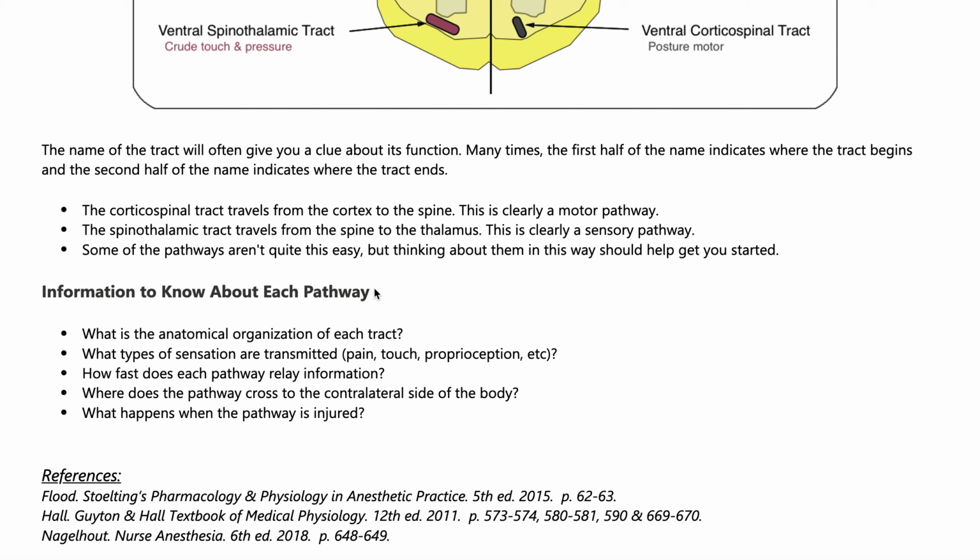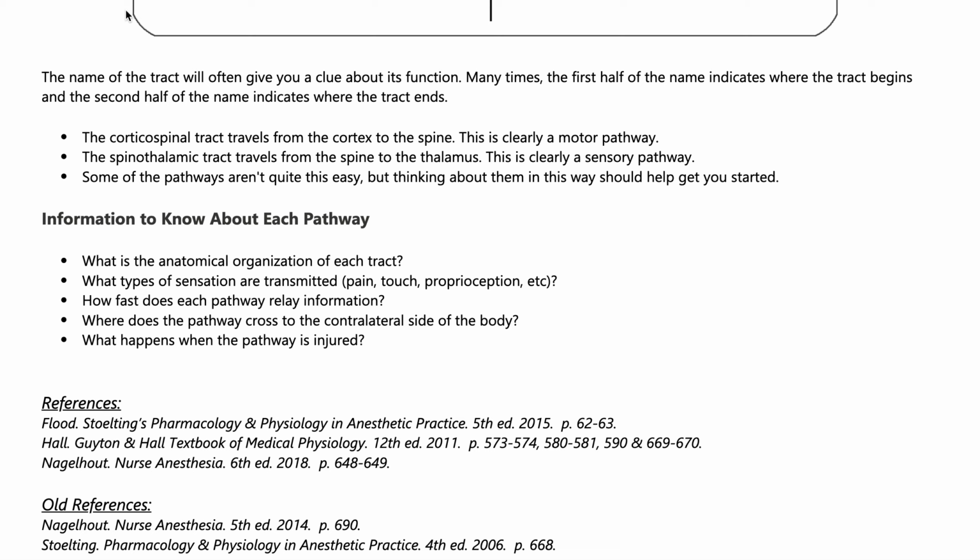The name of the tract will often give you a clue about its function. Many times the first half of the name indicates where the tract begins and the second half of the name indicates where the tract ends. So we kind of already just reviewed that. The corticospinal tract travels from the cortex to the spine. This is clearly a motor pathway, and the spinothalamic tract travels from the spine to the thalamus, and this is clearly a sensory pathway. Some of the pathways aren't quite this easy, but thinking about them in this way should help get you started.